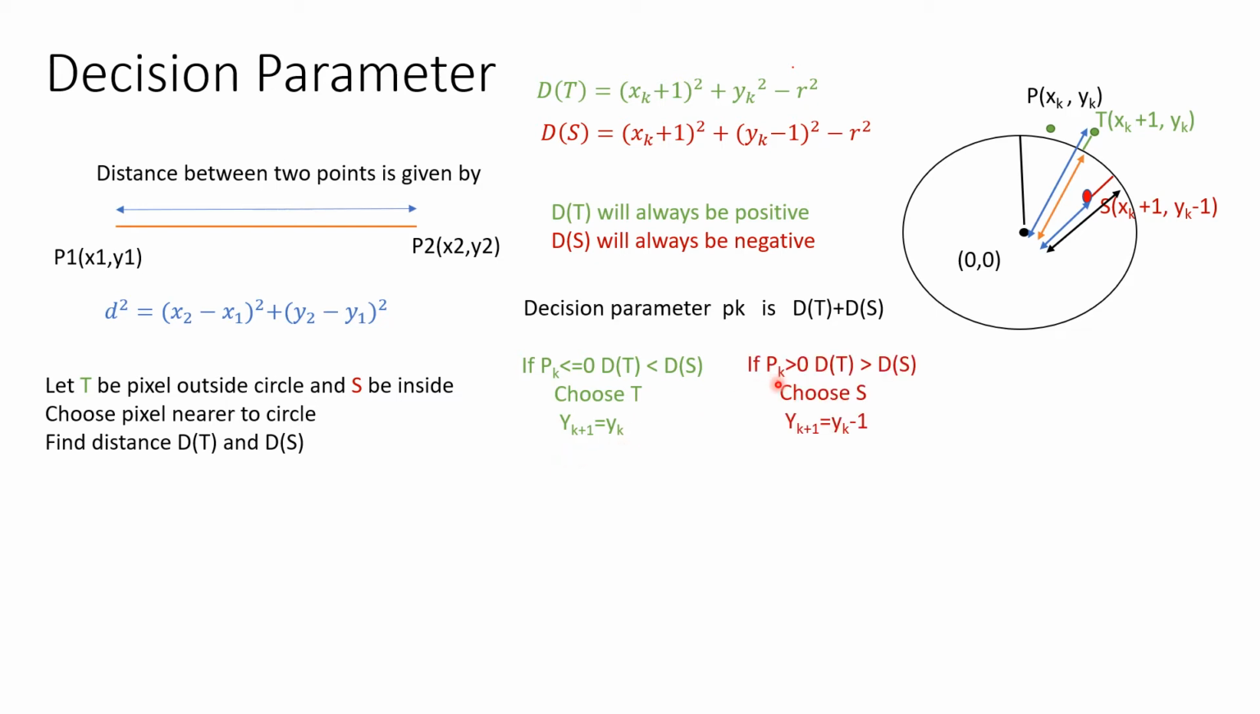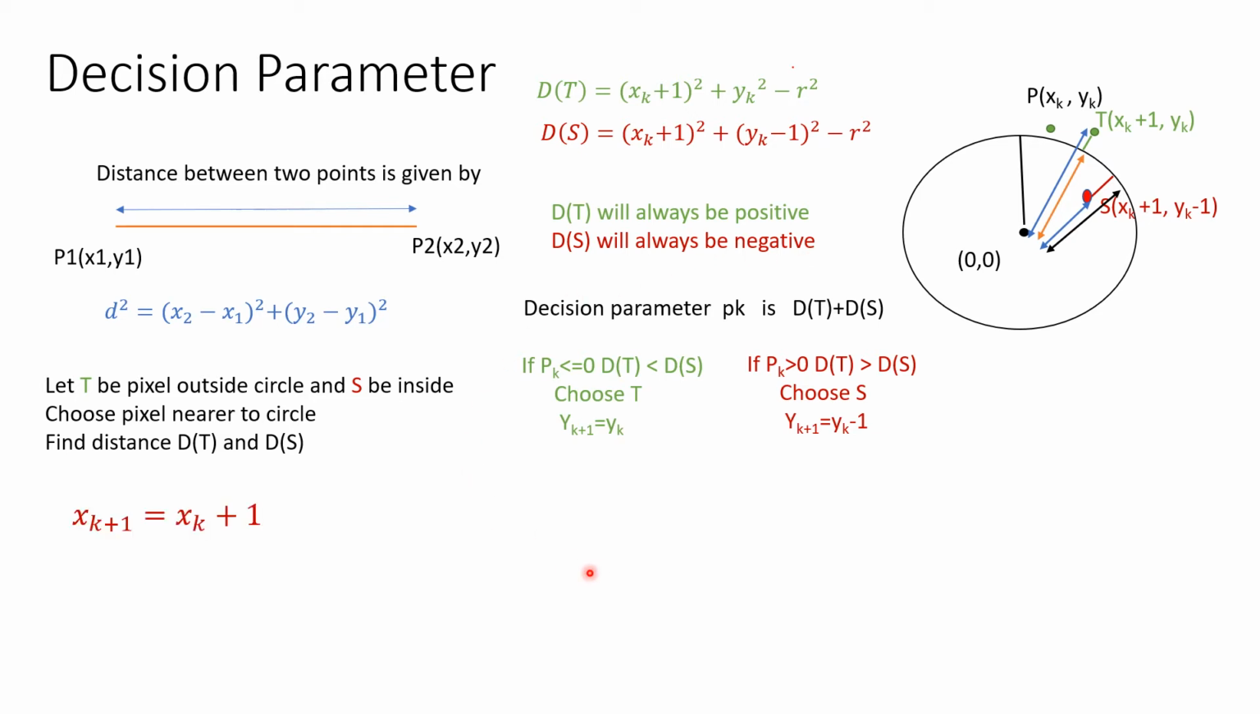Otherwise, if the decision parameter, that is, the addition of these two quantities, is greater than 0, that means dt is greater, that means this length is greater than ds, the algorithm will choose s, and the value of yk plus 1 will be yk minus 1. This becomes the decision parameter for the Bresenham circle drawing algorithm.